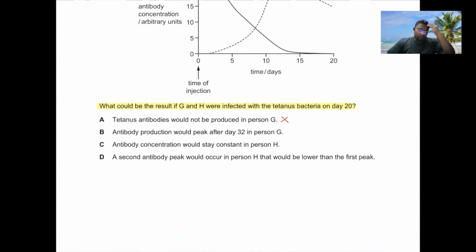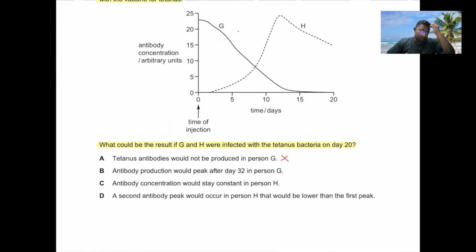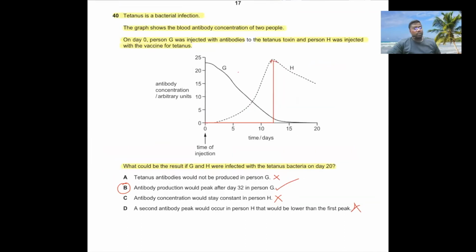Antibody production would peak after day 32 in person G. Yes, because in the first event, it took around 12 days to produce the antibodies. B should be the correct answer. Antibody concentration would stay constant for person H? No. Second antibody peak in person H would be lower than the first peak. There is no confirmation on that. Could be higher. All right. So 40B should be the correct answer.